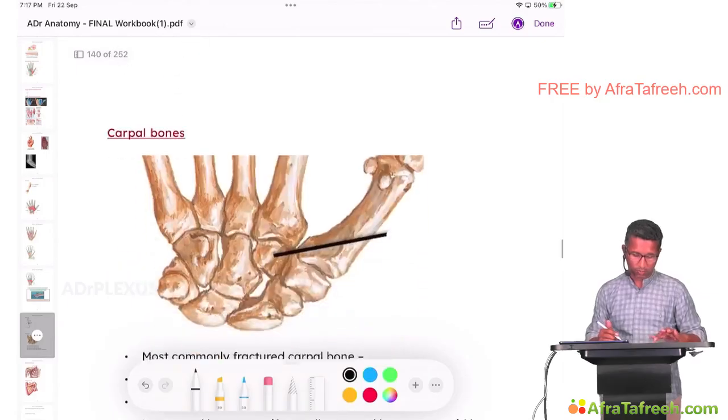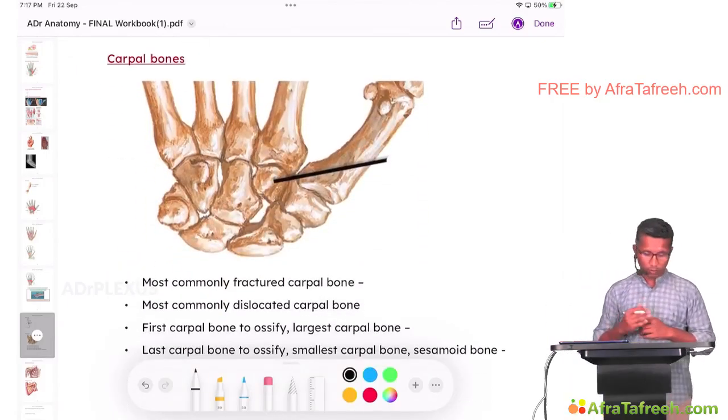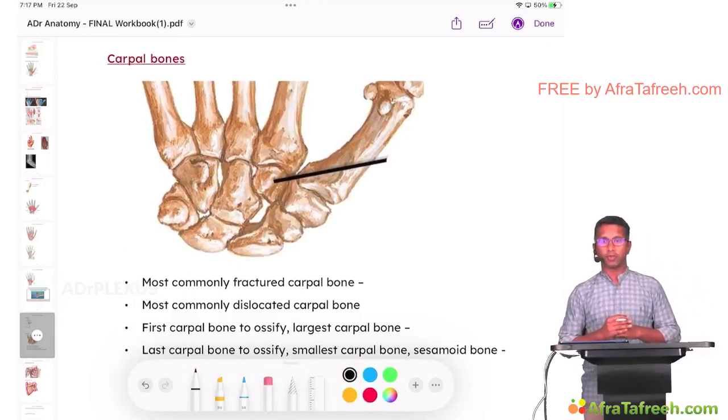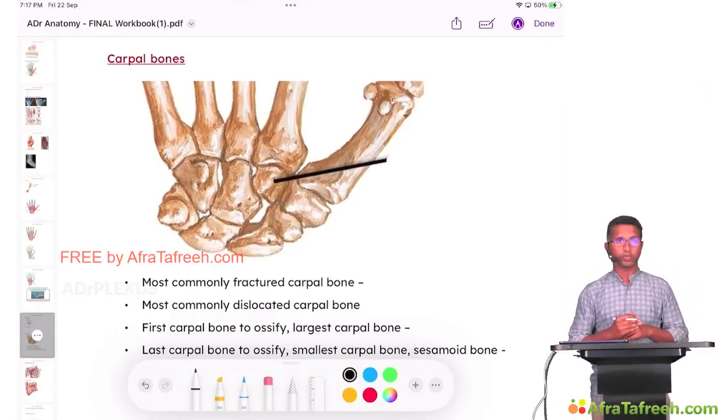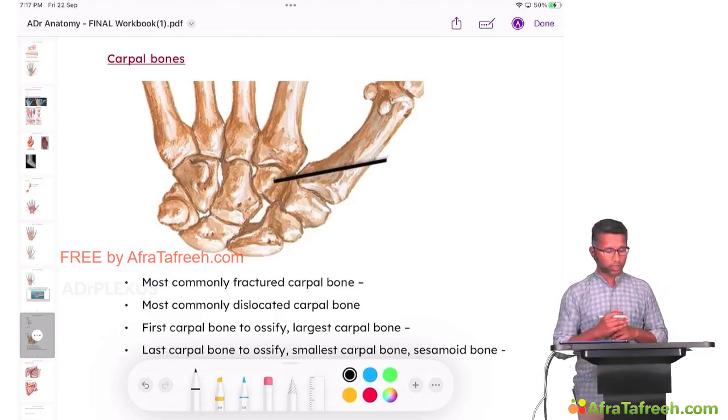I hope you understood ulnar paradox. If there is any doubt, tomorrow you can let me know, and I can again tell you about this ulnar paradox. Okay, so without wasting much time, we are going to the next area, that is the carpal bones.